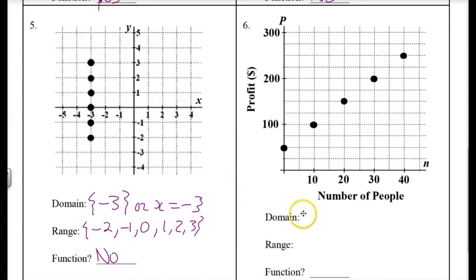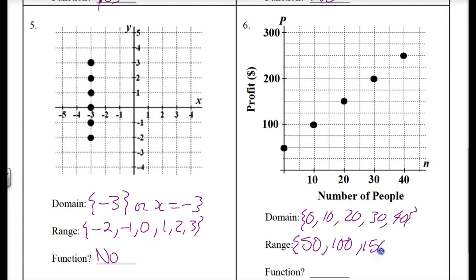Number of people. Domain: 0, 10, 20, 30, or 40 people. And the range, I'm never going to get used to this. This will be 50, 100, 150, 200, 250. Is that a function? Yes, it is. There are no two dots, one on top of the other.